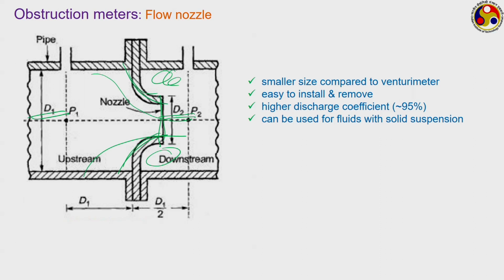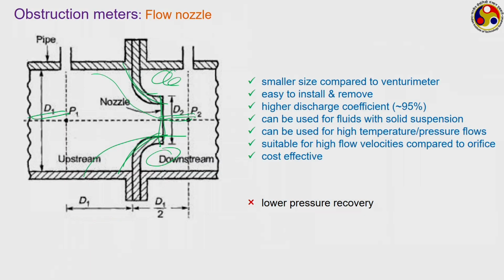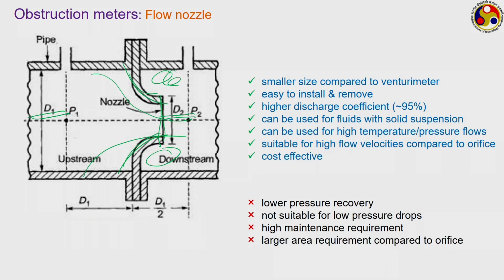We can also use flow nozzles when we are dealing with a high temperature or high pressure flow situation. High flow velocities compared to orifice we can go for. It is also cost effective, but the problem is the pressure recovery is a bit lower. We shall be seeing this one again shortly. It is not suitable for low pressure drops, because we need to have a significant pressure drop across the nozzle to get a suitable measurement. Maintenance requirement is quite high, and larger area is required compared to the orifice.